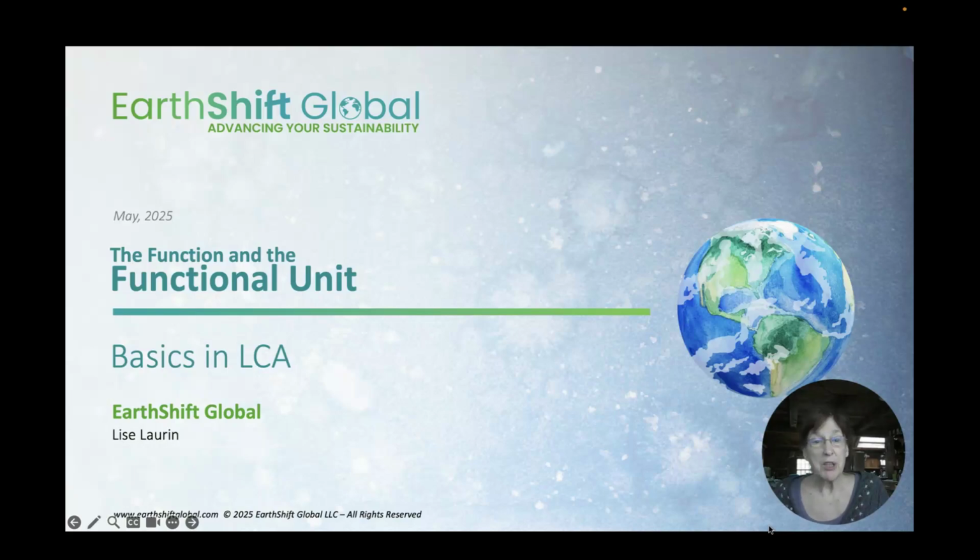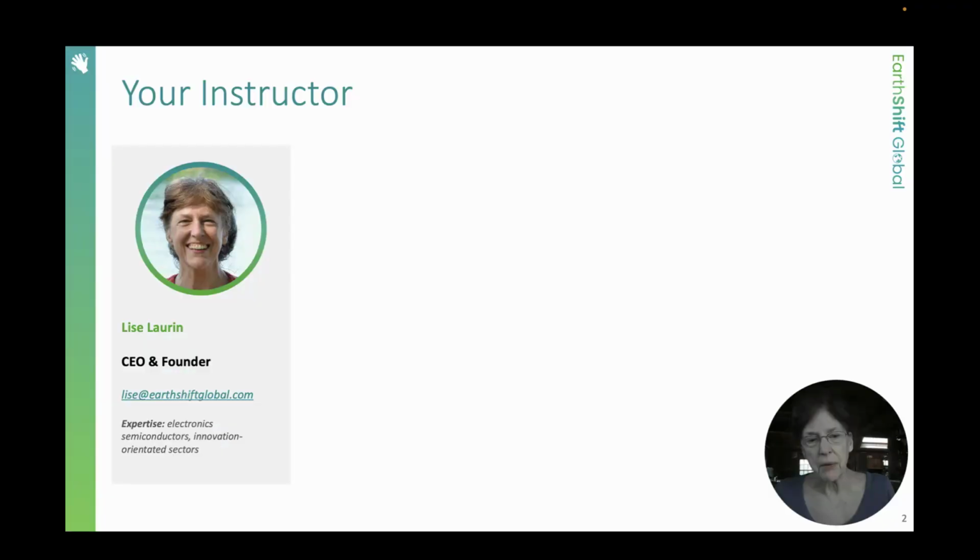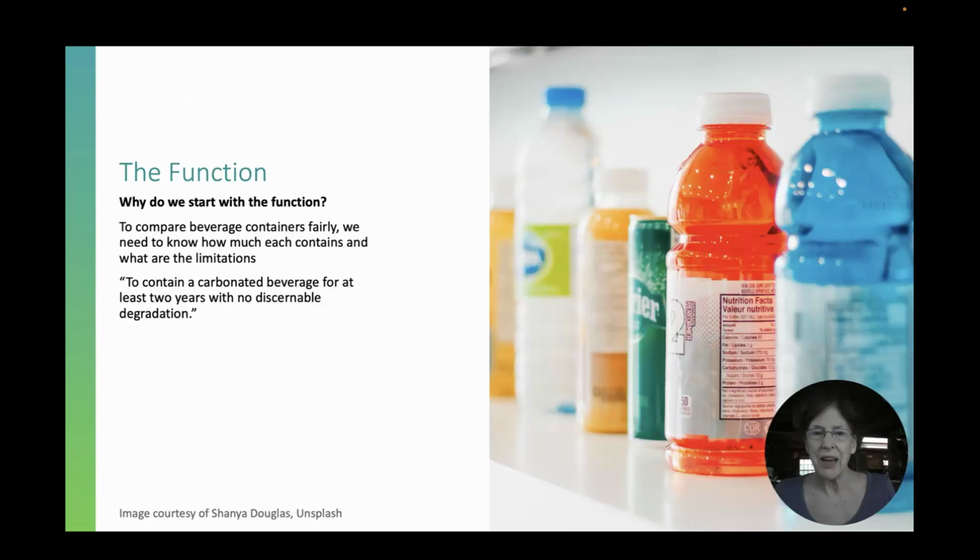Today, we're going to explore the function and the functional unit in life cycle assessment. I'm Lise Laurin of EarthShift Global, and I'm pretty passionate about the functional unit. I think it's one of the most elegant concepts to come out of life cycle assessment, and I think it offers a lot of power. So I'll talk about that some more as we get into it.